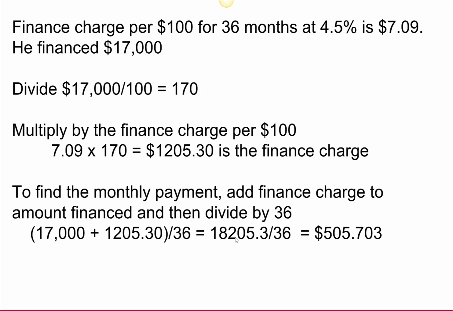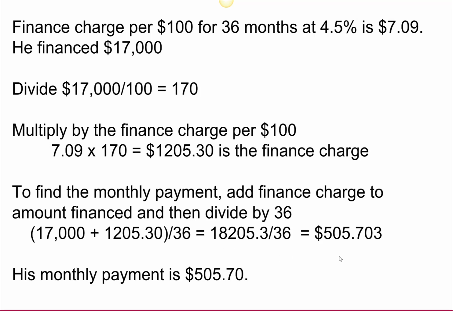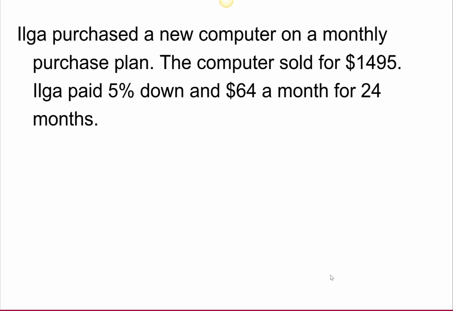$17,000, and then divide by the number of payments, which was 36. So his monthly payment would be $505.70. This would be the same answer that you would get if you used the formula instead of using the table to get the interest and then calculating the payment in this fashion.